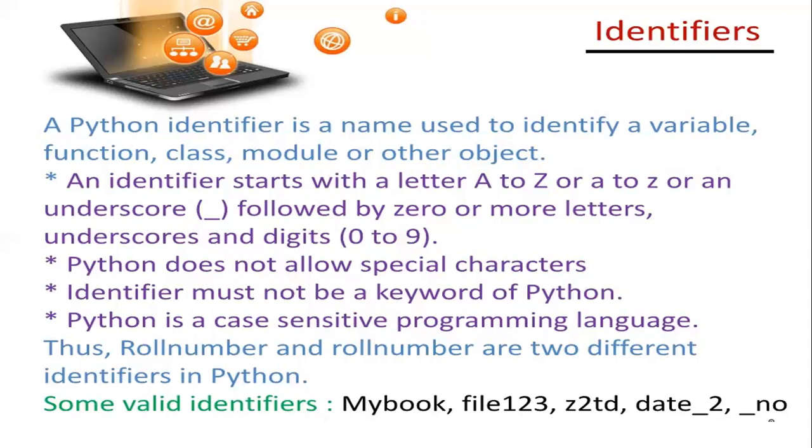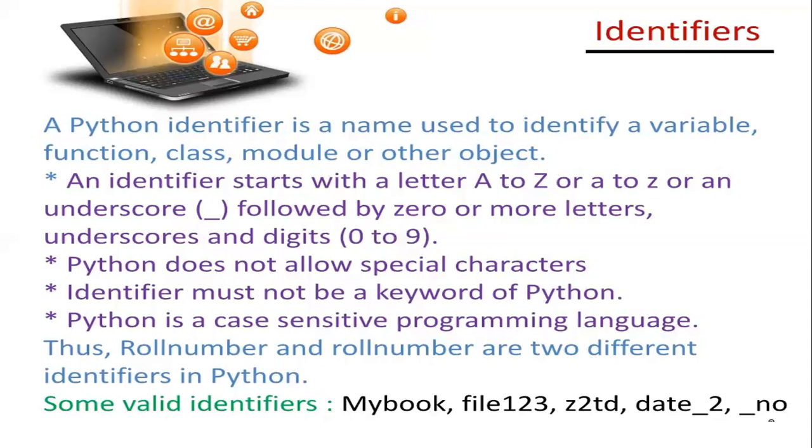Python does not allow any special character except underscore in the name of an identifier. An identifier must also not be a keyword of Python. I have already told you all to write down the list of keywords in your notebooks. So the Python identifier cannot be a Python keyword. Now you all will know which keywords you should not use while naming your variables in a program.